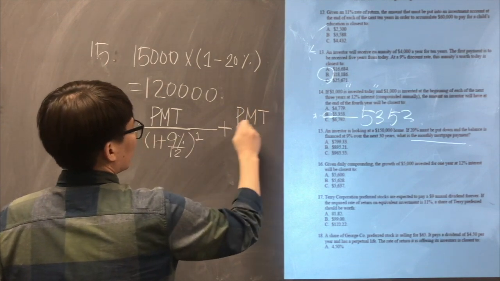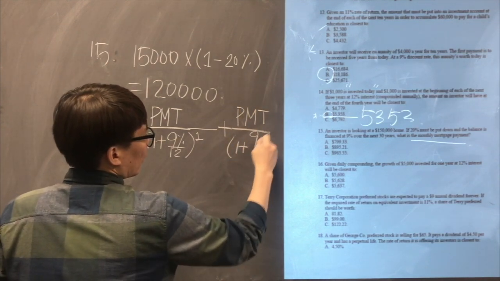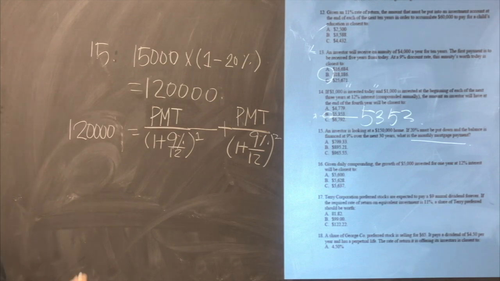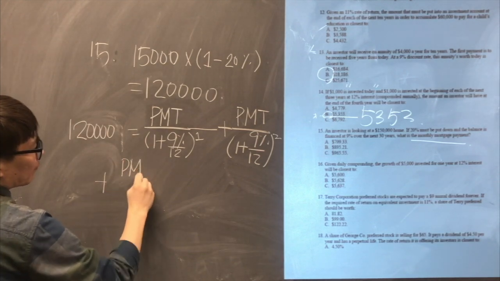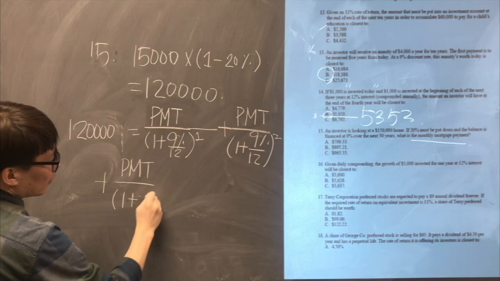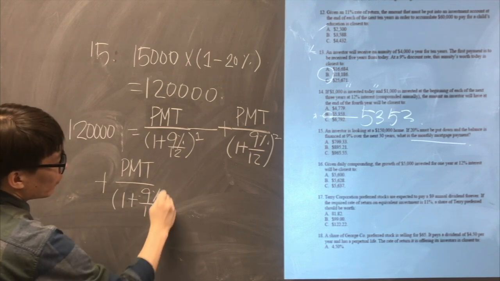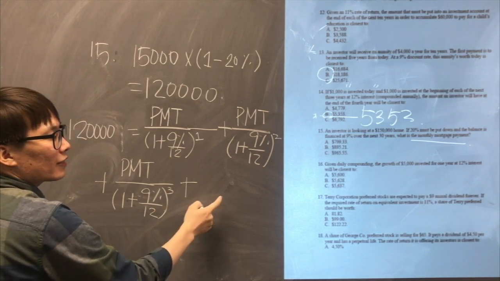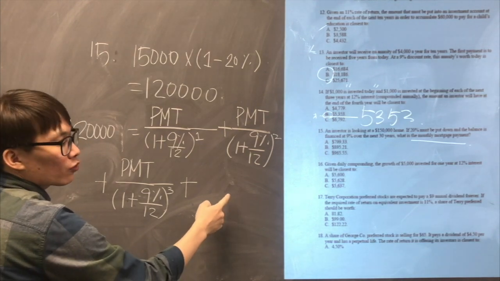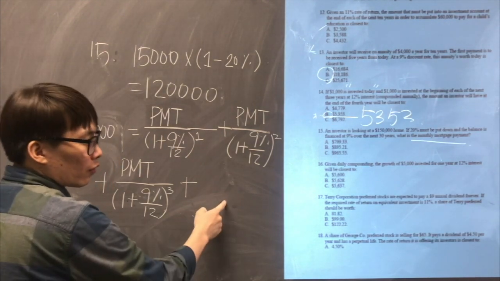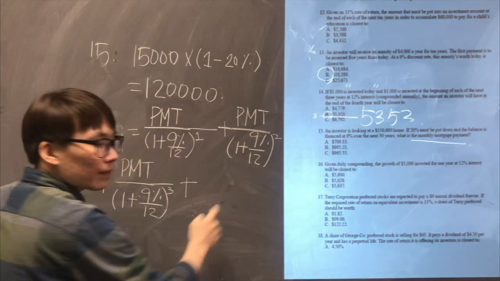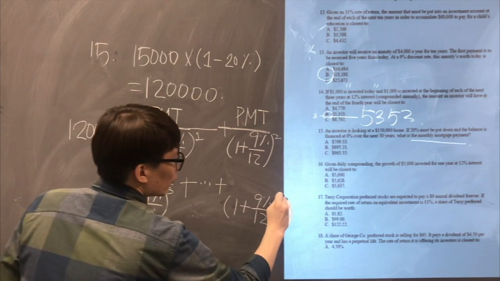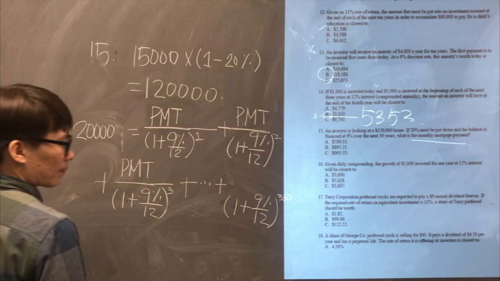PMT, 1 plus 9% divided by 12, 1. PMT, 1 plus 9% divided by 12, 2. PMT, 1 plus 9% divided by 12, 3. Now 4, 5, 6, 7, 8, 9, 10, 11, 12, up to 29, 30, 31, 32. Finally, 1 plus percent, 360. Okay?